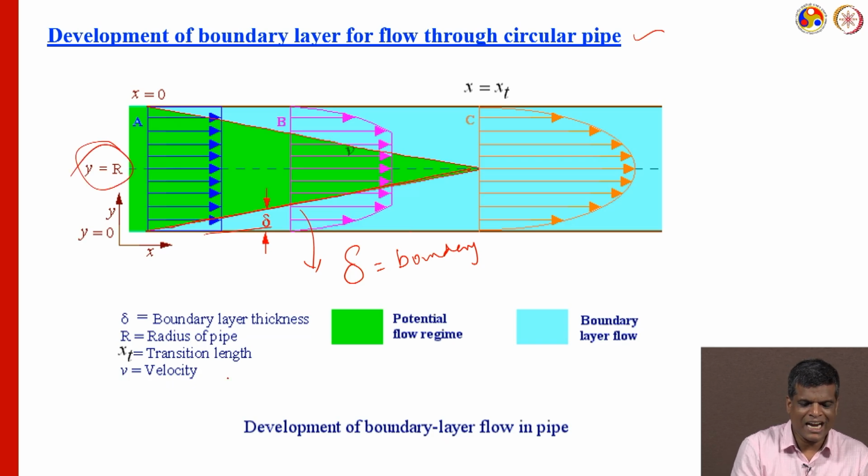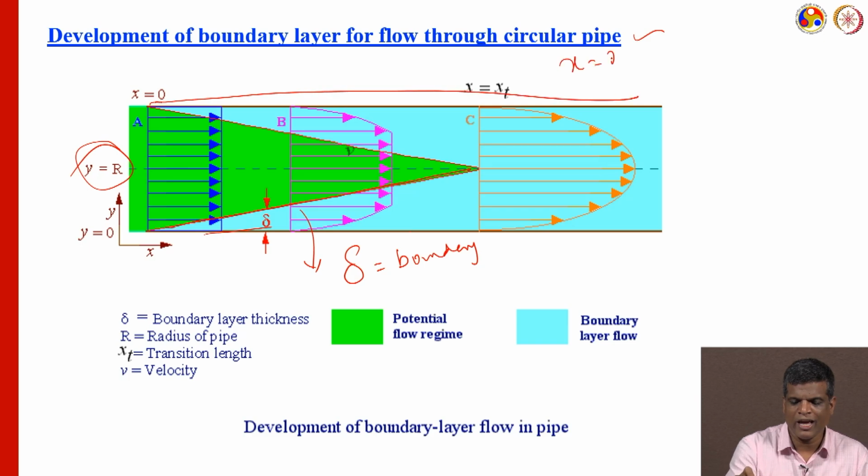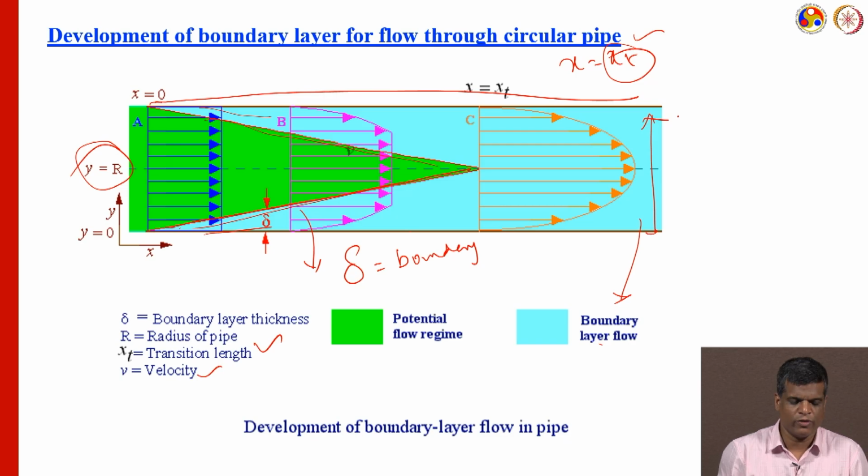Then x_t is the transition length, starting from 0, where x equals x_t. Of course, v is the velocity. This is the potential flow regime, and this is the boundary layer flow. After some time the boundary layer slowly increases, and then the boundary layer is completely formed. So this is the development of boundary layer flow in the pipe, very simple to understand.